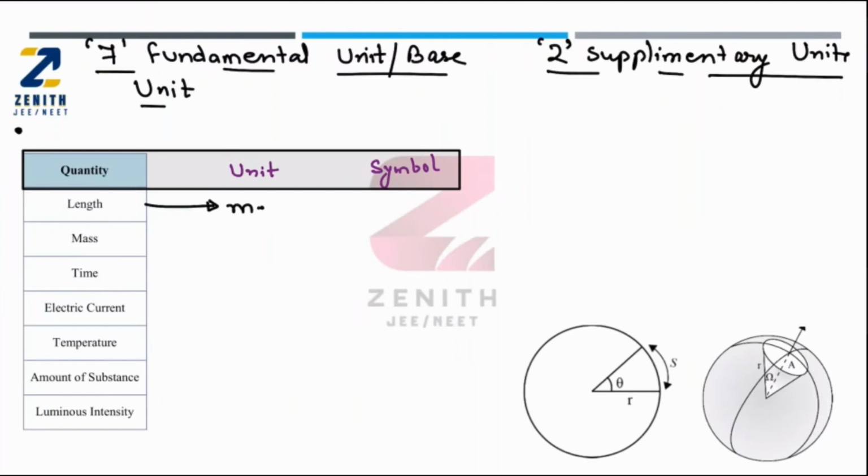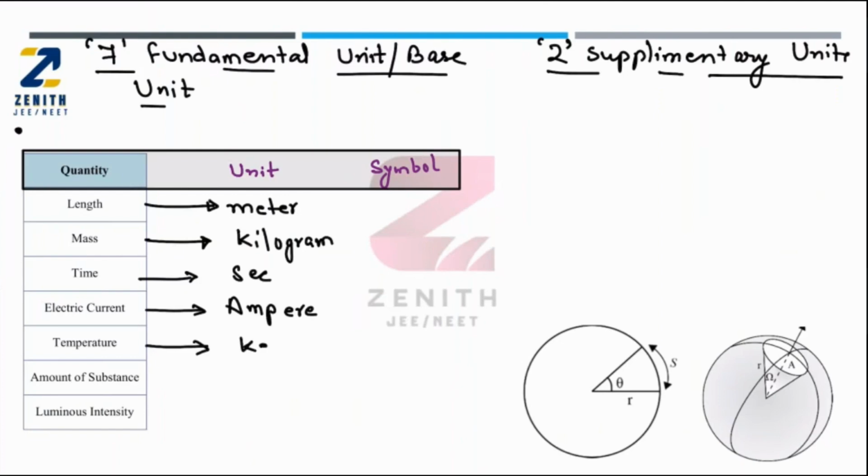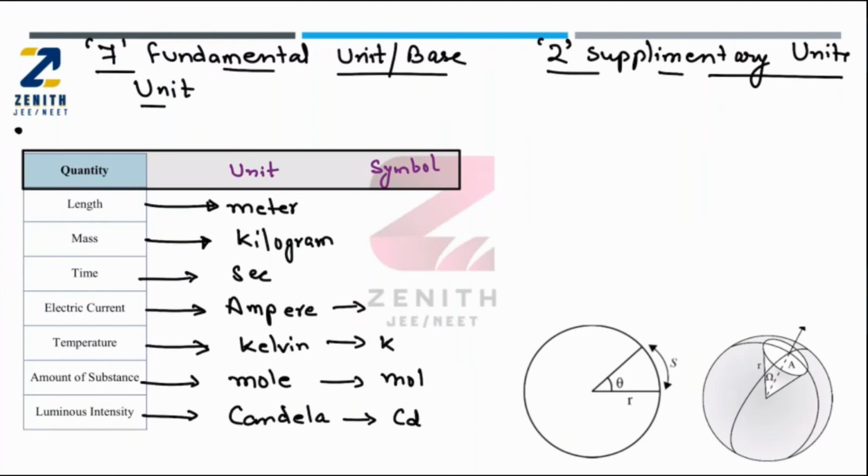Length is measured in meter, and mass will be kilogram, time in second, electric current ampere, temperature kelvin, amount of substance mole, luminous intensity is candela, its symbol is cd. For mole it will be mol, Kelvin it will be K, ampere is A, second is s, kilogram is kg, and for meter is m. So these are the 7 fundamental units or base units.